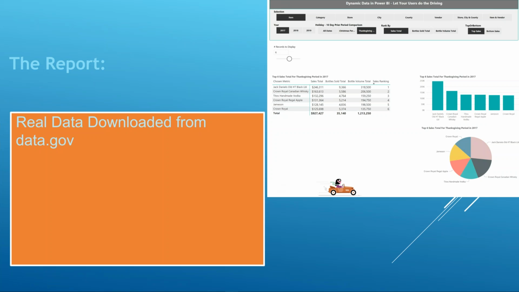Now this is the report that we'll be looking at today. It's entirely dynamic. There's nothing on this page that isn't dynamic except for what visualizations are there and what the slicers are. The data that I'm using today is real data. I downloaded it from data.gov.